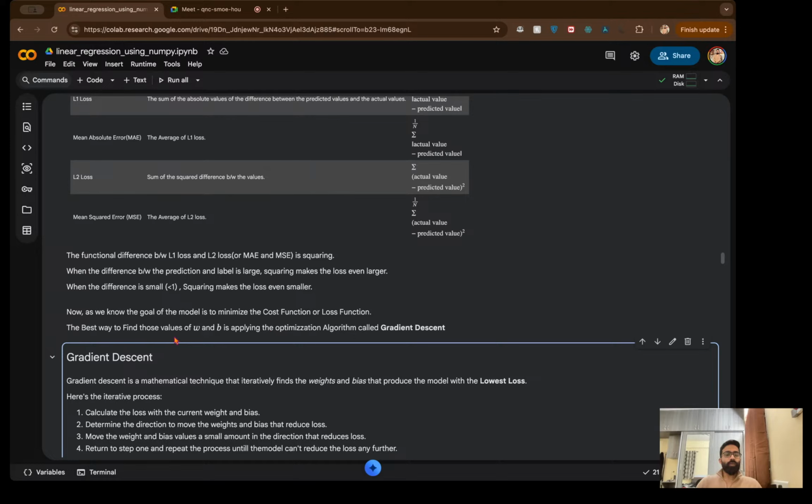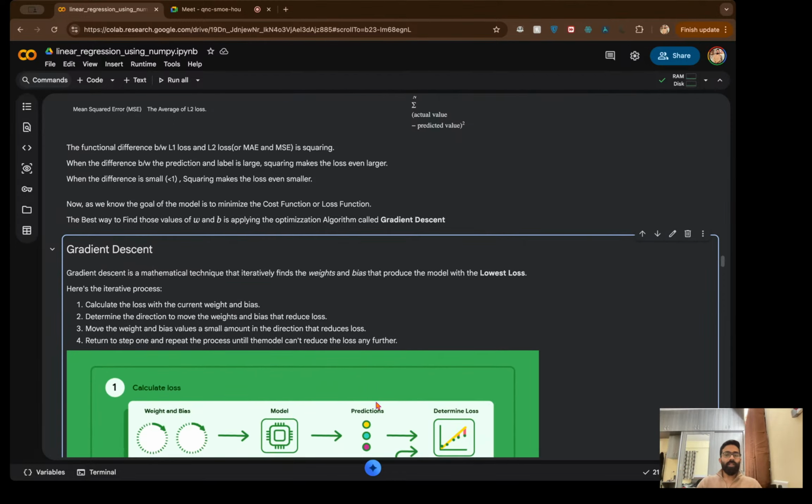And the best way to find those values of W and B is by applying an optimization algorithm. So earlier we were guessing the values of W and B, right? Now we are going to use gradient descent.